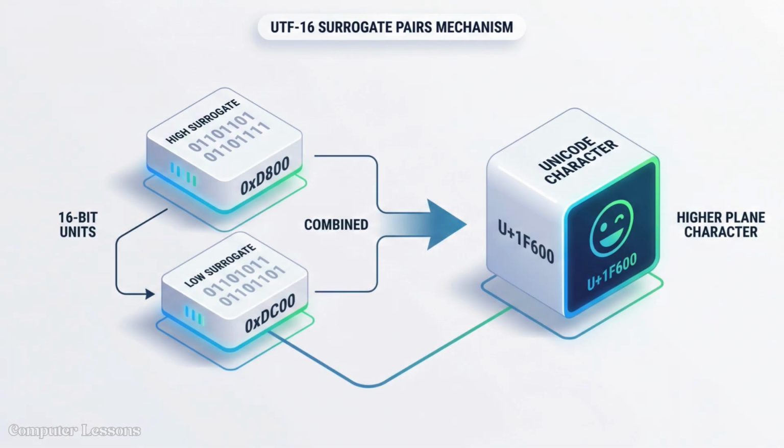To handle characters beyond the initial 65,000 limit, UTF-16 utilizes a mechanism called surrogate pairs. Two distinct 16-bit units combine to represent a single character in the higher planes of Unicode. This ensures the system remains backward compatible while supporting the entire vast Unicode range.